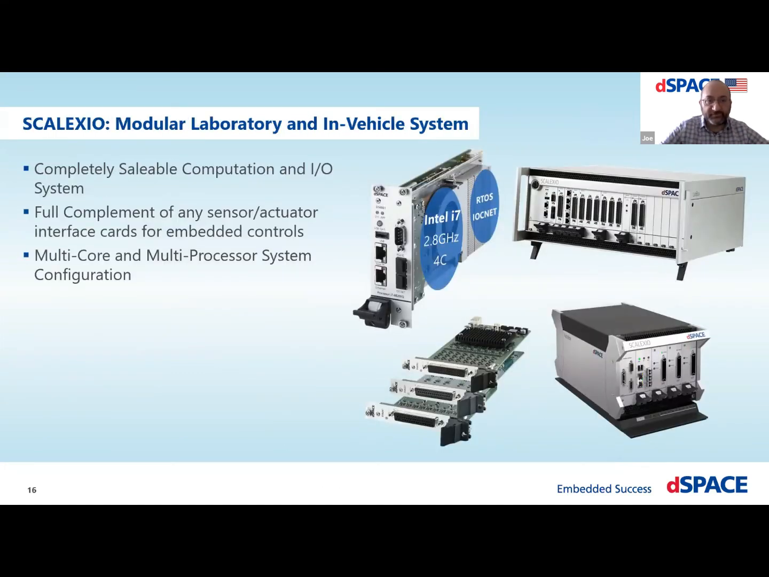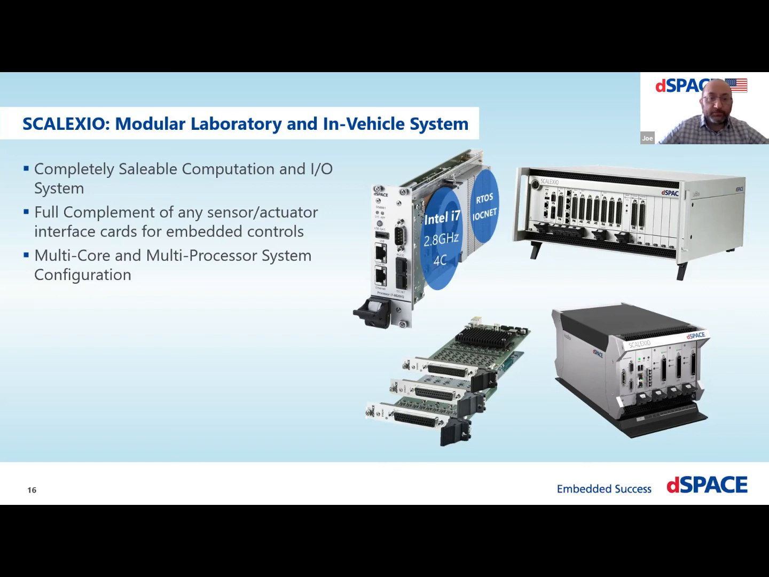The final system that I'll talk about is the SCALEXIO modular laboratory and in-vehicle system. The concept here is that instead of having these single units that are not expandable, we have this modular concept. So you pick a chassis, whether it be a laboratory chassis or an in-vehicle chassis, which is what you see towards the right in the presentation, and then you pick I/O cards, as well as a processor card. What you're seeing there is the processor card for the system. It's called the DS6001, and it's an Intel i7 quad core running at 2.8 gigahertz. And then I can pick a variety of I/O cards based on my needs. So if I need analog inputs or digital inputs and I have very scalable or unique requirements, this is a unique system. The same cards will also go in the in-vehicle chassis. The in-vehicle chassis is called the MicroAutoBox, and it's what you see at the bottom.